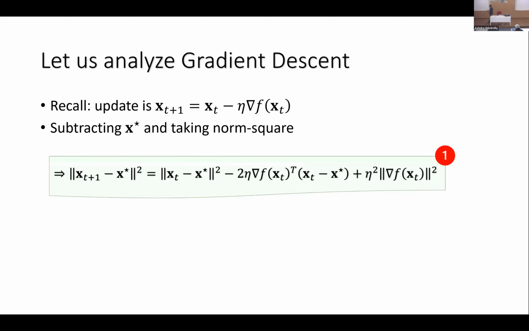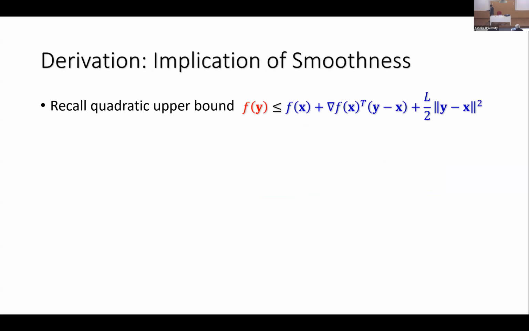And the updates are like this. Now let us analyze. I'll write down 3 equations, and I'll number them for you to remember. First one is where I've subtracted x star from both sides and taken the norm square. Anyway, so this is the quadratic upper bound that we had.